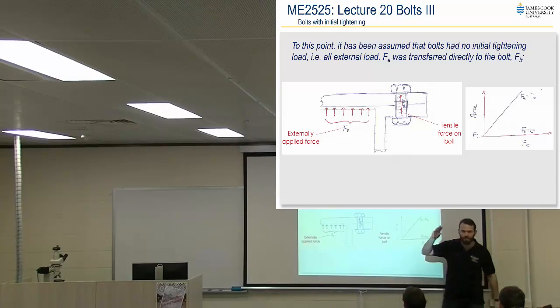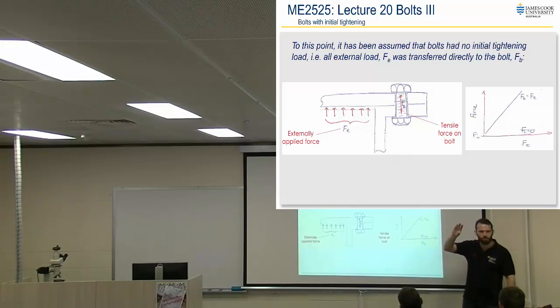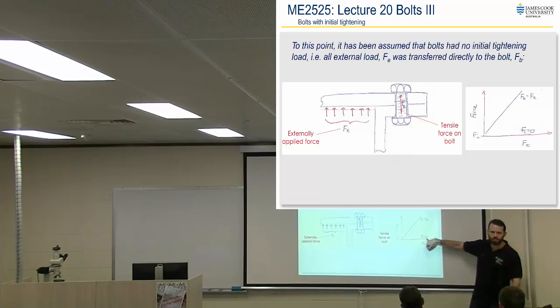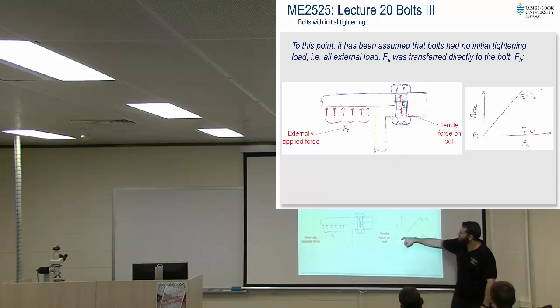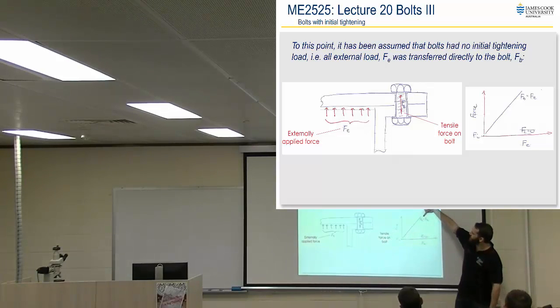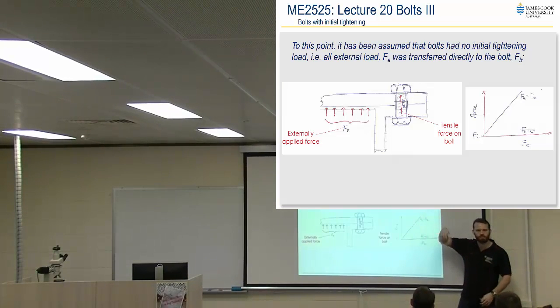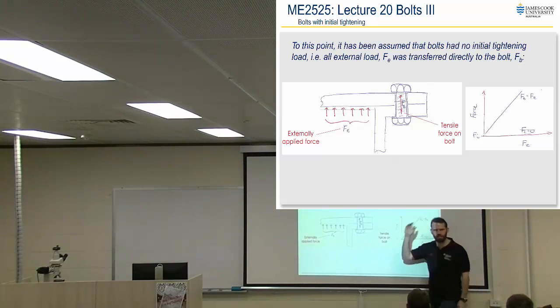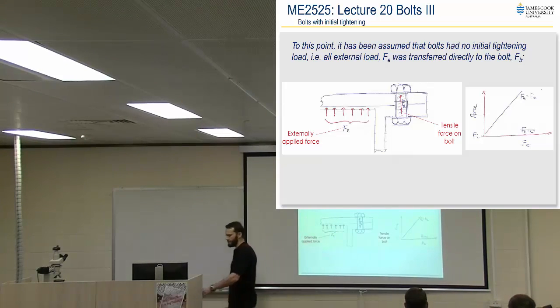And we haven't got any pretension, so we're not pinching down those plates at all, we're not squashing them, there's no compression there. So the force in the plates stays at zero, nice and horizontal. The force in the bolt goes up at a 45 degree and is linear with the externally applied load, divided by the number of bolts, obviously, so that's the load per bolt. Alright, so that's very easy, nice linear curve, we haven't really needed to think much about that.